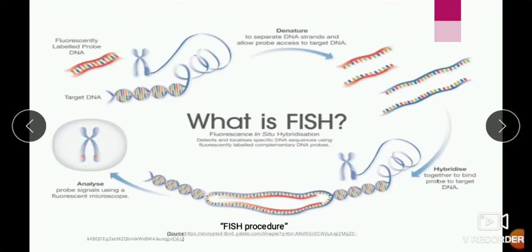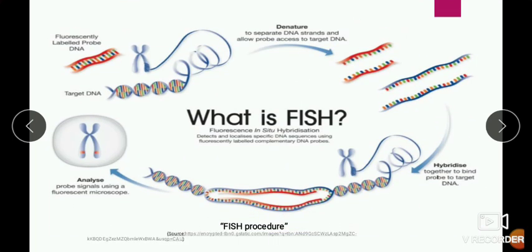This diagram is showing the procedure of FISH technology, in which the probe DNA is labeled with the fluorescent marker, and then the denaturation of both probe DNA and our target DNA occurs, and then they hybridize with each other, and next we analyze the hybridization with the help of the signal that is produced after the hybridization.